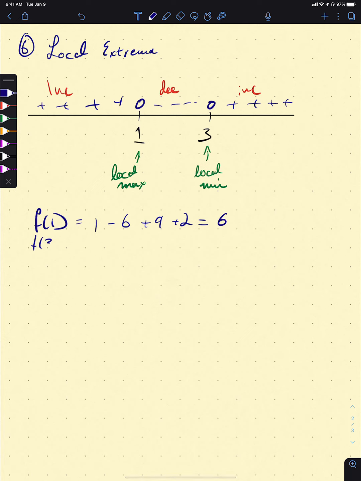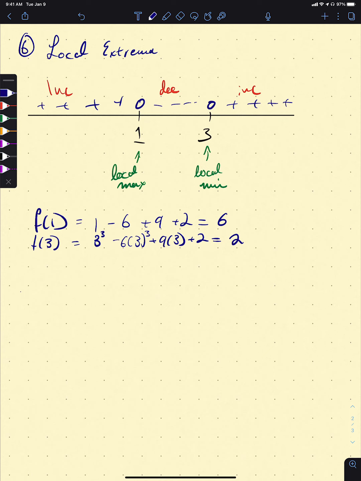And then f of 3, what's going to be 3 cubed, minus 6 times 3 squared, plus 9 times 3 plus 2, and if you run through all of that, it comes out to 2. Okay, so that's going to give us our values on the local extrema.